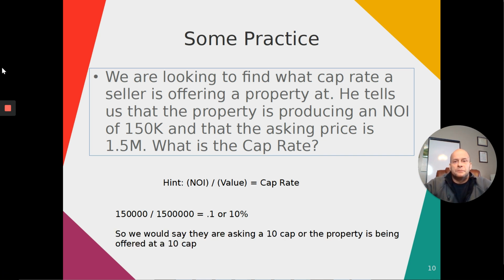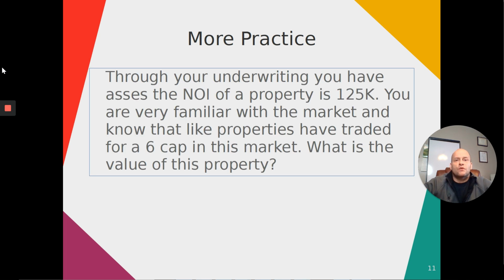Let's do one more. Through your underwriting, you have assessed the NOI of a property as 125,000. You are very familiar with the market and know that like properties have traded for a 6 cap in this market. What is the value of the property? Once again, if you'd like a hint, plug it into the formula there.